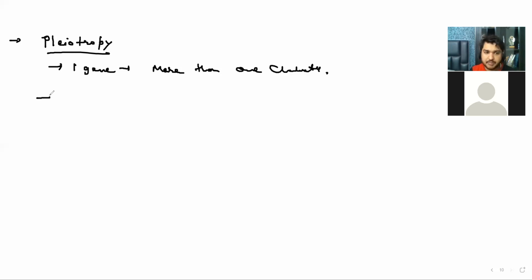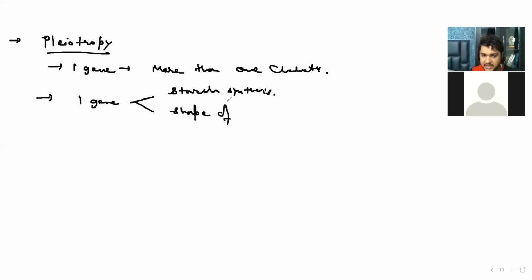Do you know Mendel selected the pea plant, Pisum sativum? So you should know in pea, one gene was controlling the starch synthesis, because pea has starch. So it was controlling the starch synthesis and also the shape of the seed. So one gene was controlling two characters, starch as well as the shape of the seed. So this is the pleiotropy, yes or no? Because more than one character.